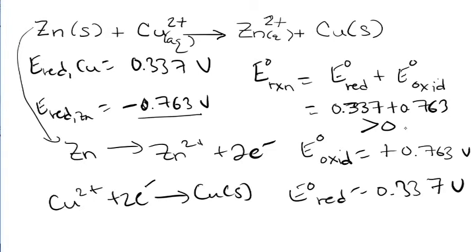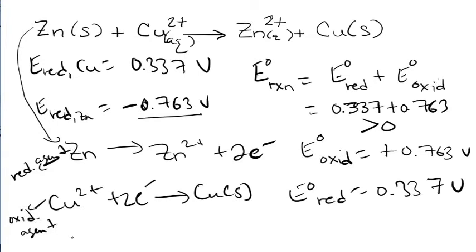So zinc here, recall what oxidizing and reducing agents are. Zinc here is the reducing agent because it is being oxidized. And copper is the oxidizing agent because it is getting reduced. Or rather, copper ion wants to be reduced, right? So in this case, this is a favorable reaction. And this is how we can tell.